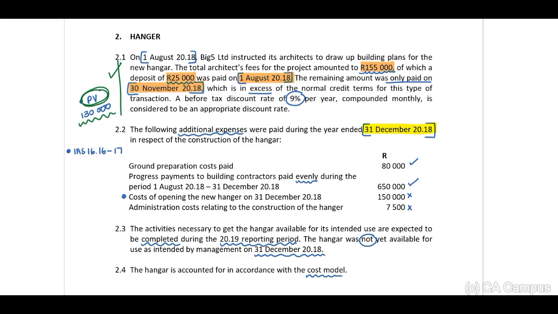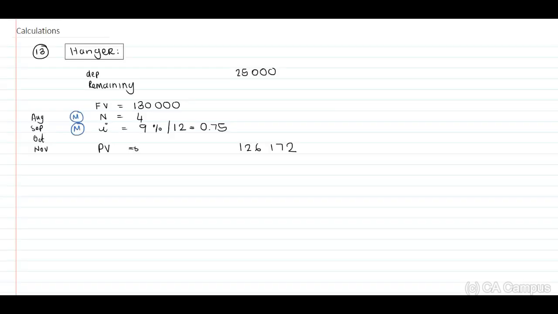We have already identified that we can capitalize our 80,000 and we need to capitalize the 650,000. Guys, cost of opening the new hangar? No. You can refer to paragraph 16 to 17. Admin costs? No. You cannot capitalize this. And then they've indicated to us that the hangar was not yet available for use. Therefore, we know we will not depreciate. Now let's transfer our 80,000 and 650,000.